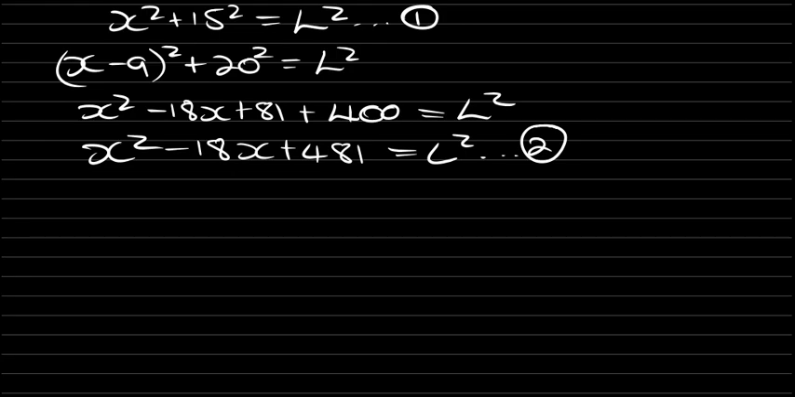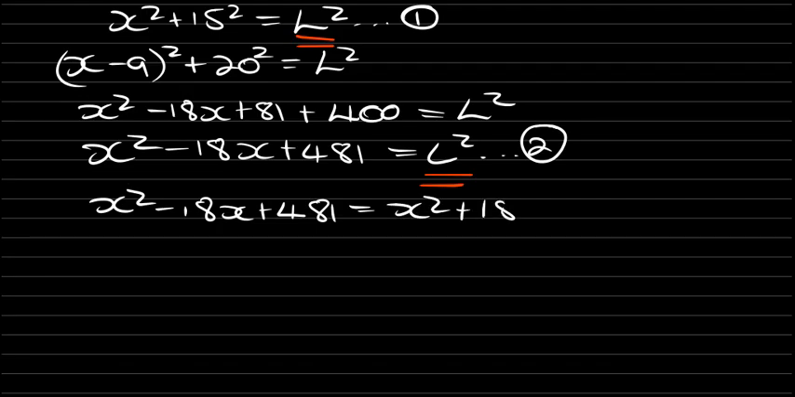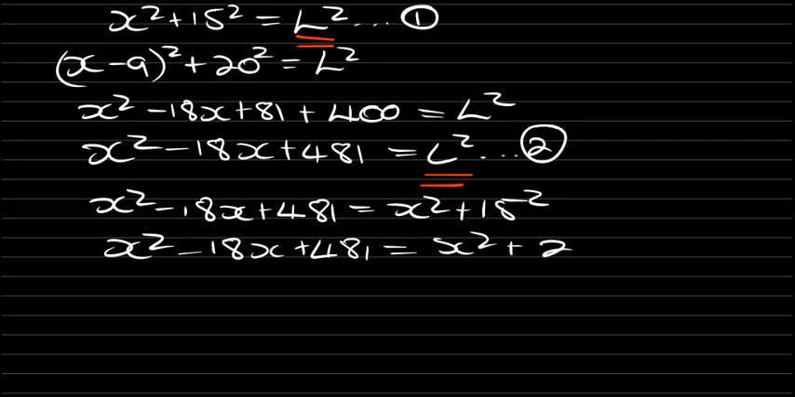But what we also see is that both of these equations are equal to the same thing. So what we can do is equate the two equations to each other. So we have x squared minus 18x plus 481, and that equals x squared plus 15 squared, sorry, my bad. So let's expand this even further, just for completeness' sake. 481 equals x squared plus 15 squared, which is 225.